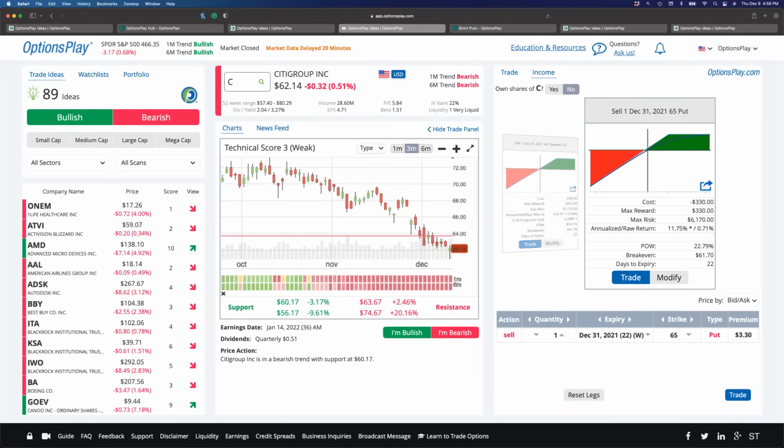How do you know whether to sell a put or a call? Well, Claudia, you have to choose. First of all, if you want to buy the stock, you want to sell a put option. If you own the stock, then you want to sell a call option.